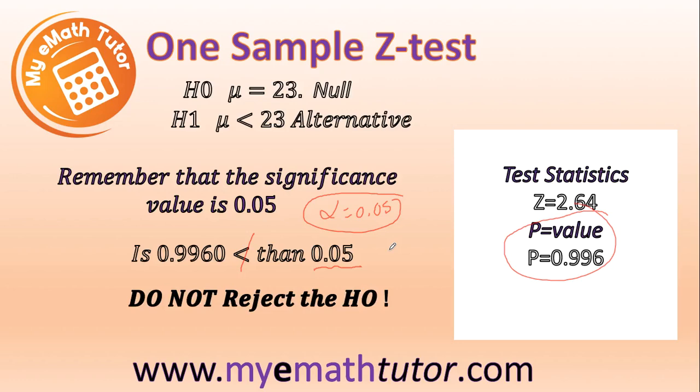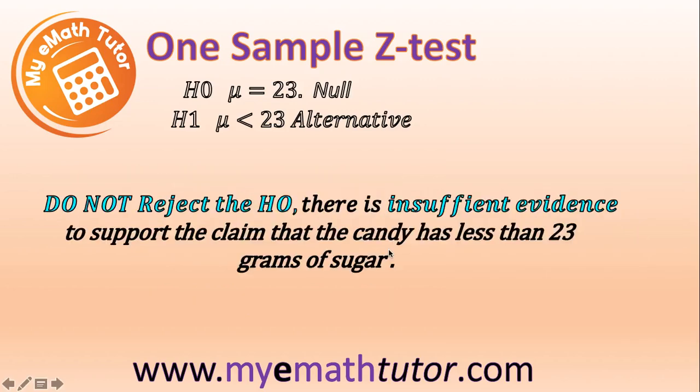Basically, what does that mean? I do not reject the null. There is insufficient evidence to support the claim that the candy has less than 23 grams of sugar. The nutritionist was right. He looked at the candy, he said, this is way too sweet, I bet you there is more than 23 grams of sugar. So when he did the test, he can actually just confirm that there is insufficient evidence to support the claim that the candy has less than 23 grams of sugar. It can be either 23 or more than 23 grams.